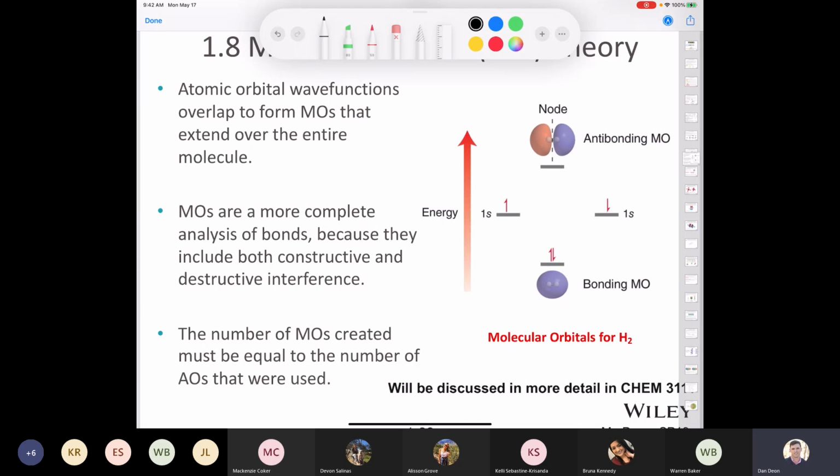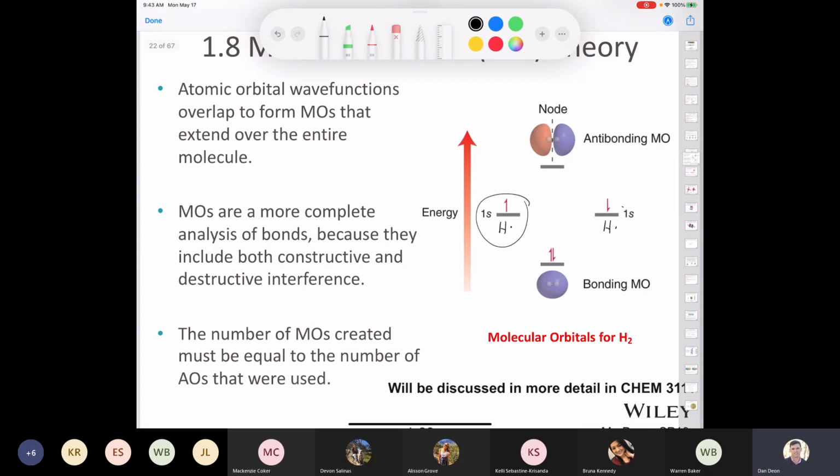But all you really need to know is that when you have atomic orbital wave functions, they can overlap in two different ways, right? They can overlap to form antibonding orbitals, and they can overlap to form bonding orbitals. So the number of molecular orbitals that you get is equal to the number of atomic orbitals that were used. So let's say we're just talking about hydrogen, the simplest possible molecule. We have a hydrogen that's 1s1. We have the other hydrogen that's 1s1. They can either overlap constructively to form a bonding or overlap destructively to form an antibonding molecular orbital.